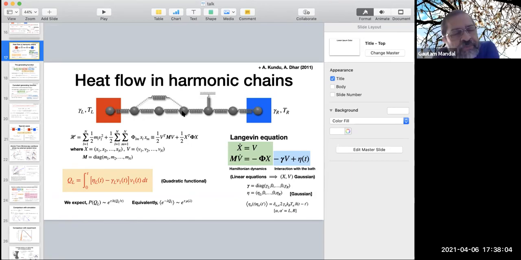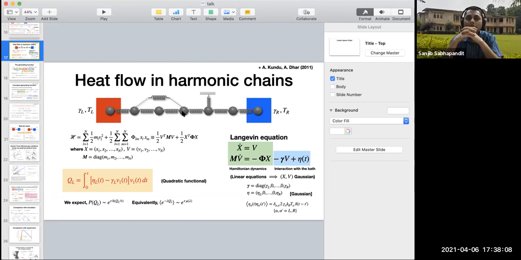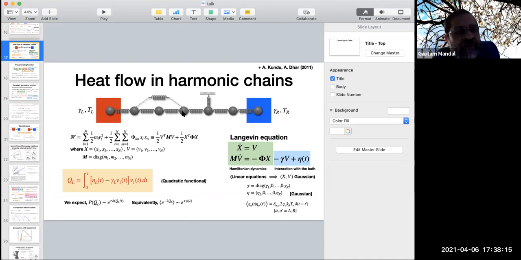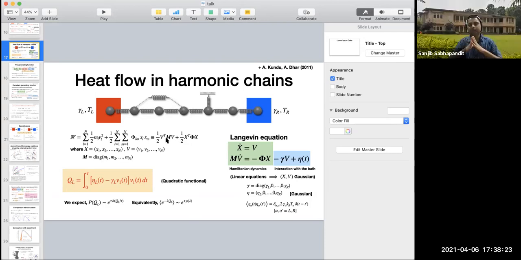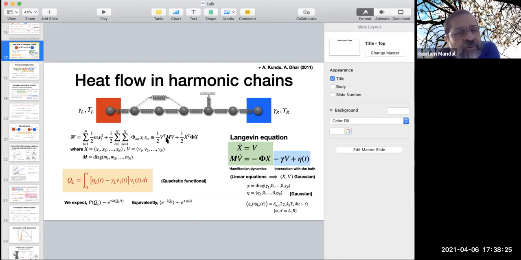And at steady state, of course, QL has to be equal to QR. Actually, QL doesn't have to be equal to QR; the average has to be equal. Yes, the average. Okay, good. They can have different fluctuations.